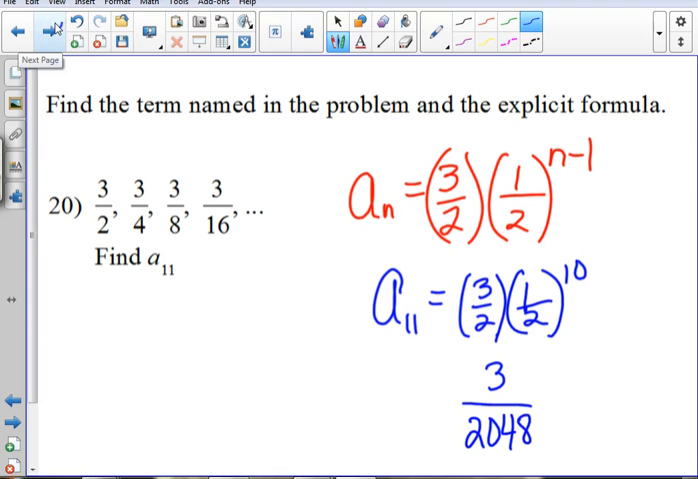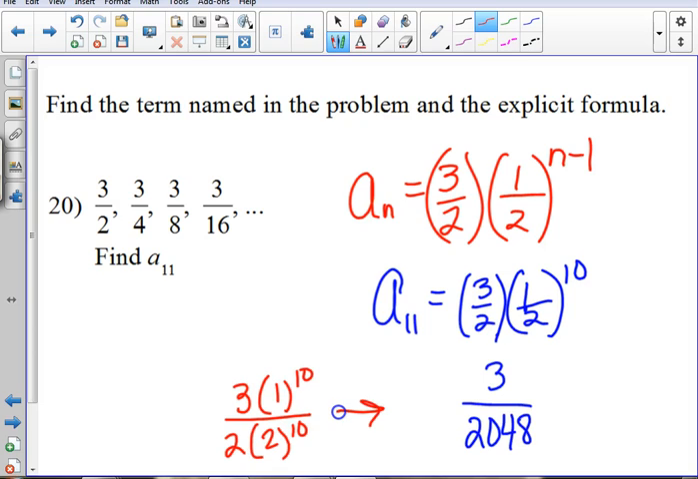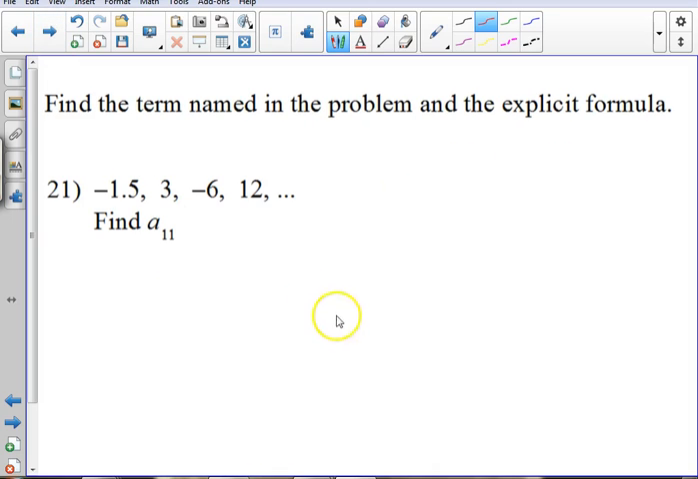So you might have to do it in steps. Everybody clear on what we did? Let me write that down. So the top was 3 times 1 to the 10th. And on the bottom, we had a 2 and a 2 to the 10th if we needed to split it apart to make it into a fraction. All right.